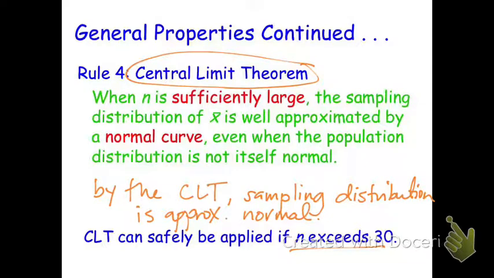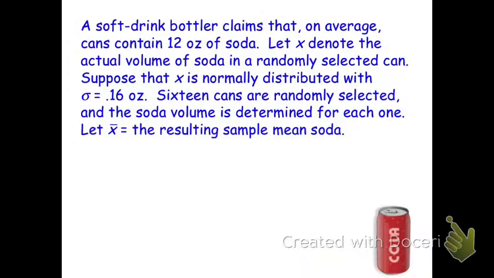So what you need to know: the first thing that we know is if the population is normal, the sampling distribution is normal. Doesn't matter what the sample size is. The second thing we can check is if the sample size is greater than or equal to 30, then we're good. You say by the CLT, sampling distribution is approximately normal. It is sufficiently large.